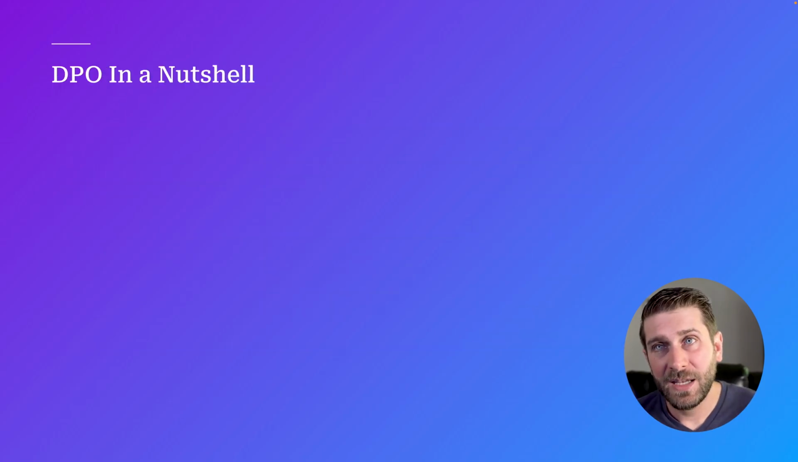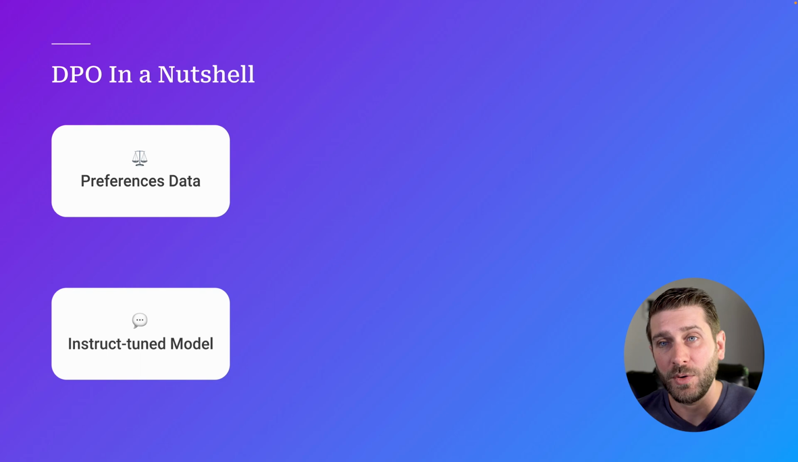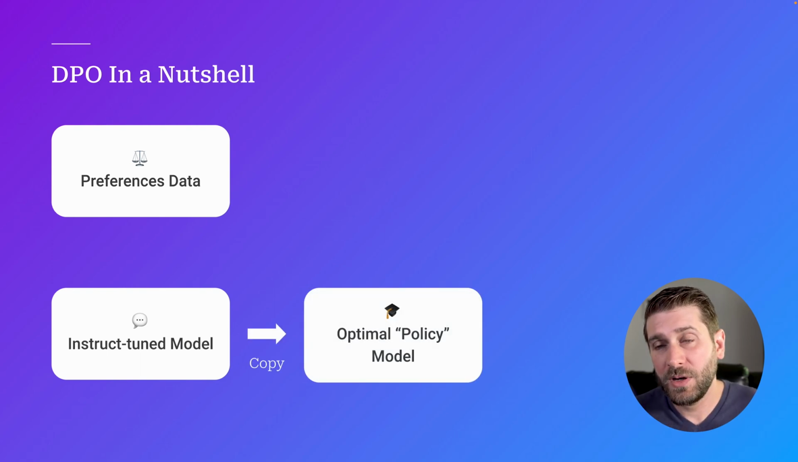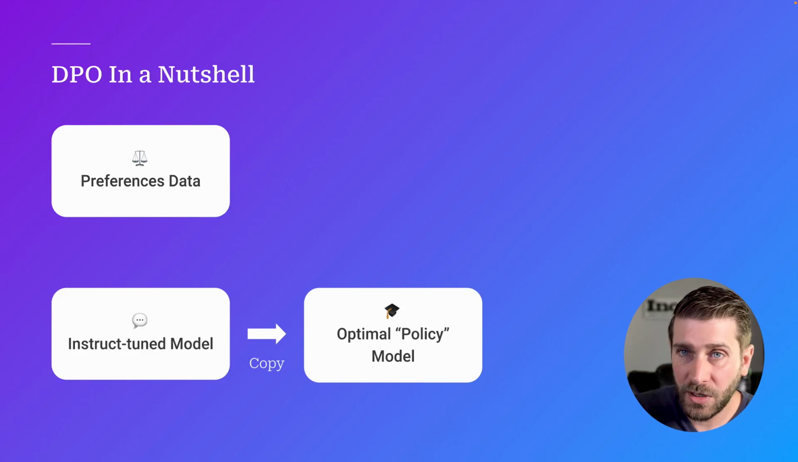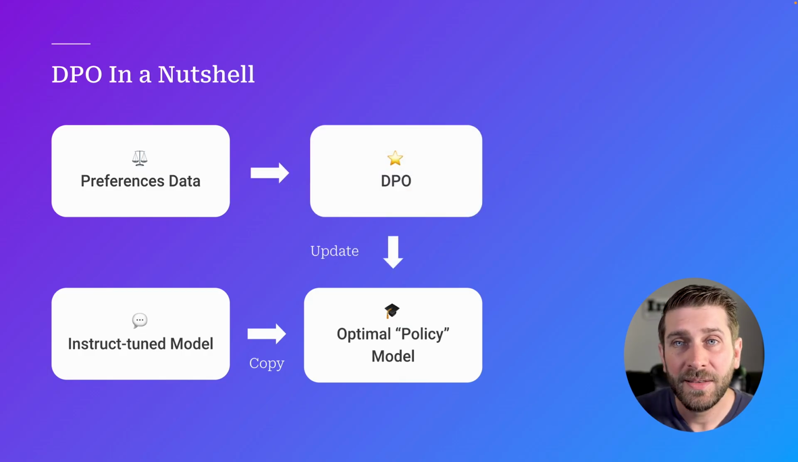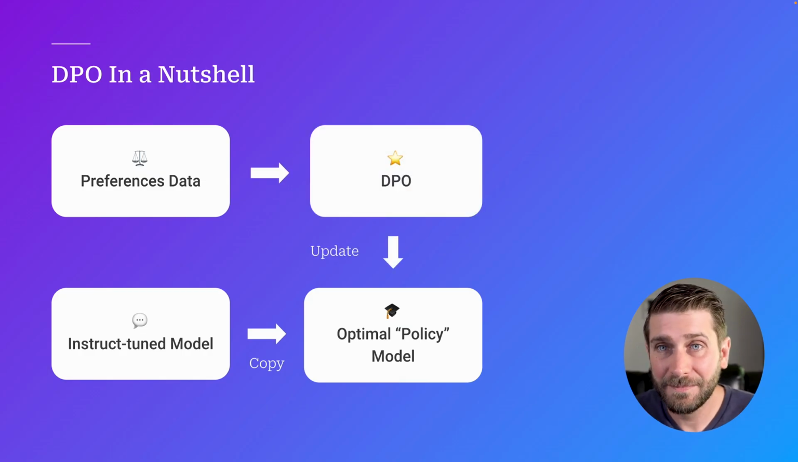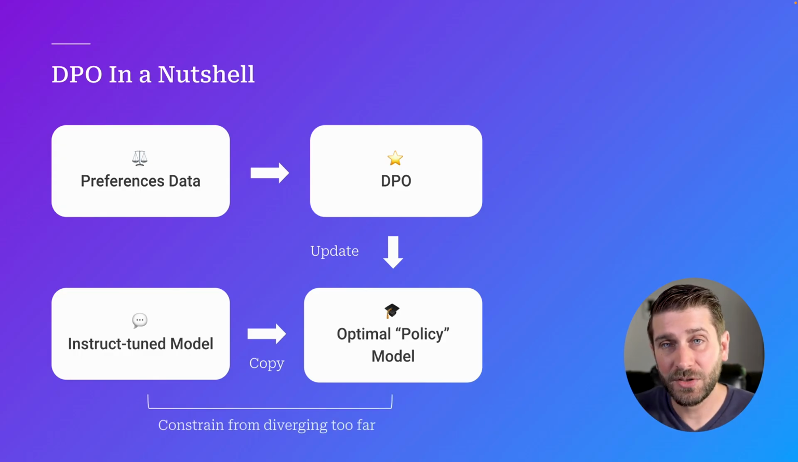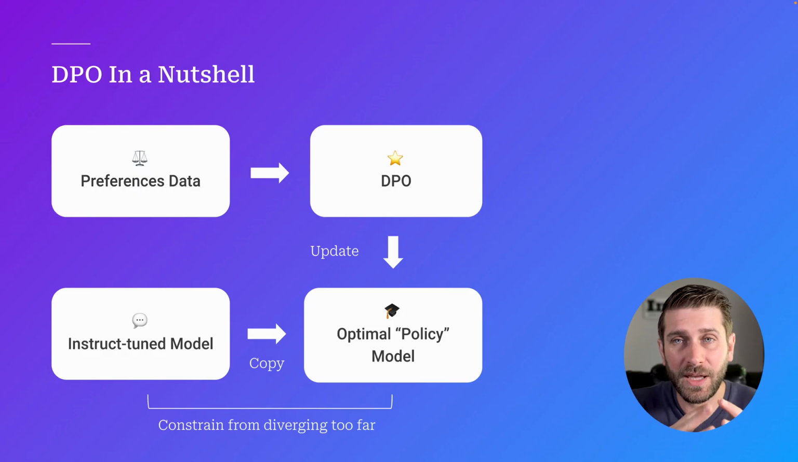So you take that data set in DPO, and then you have your instruct tuned model, just like we started with in RLHF. And you're going to copy that instruct tuned model to be the starting point for your optimal policy model. And then you're going to run the DPO algorithm with your data set and make updates for that data. And then there's also going to be that KL divergence term that constrains it from diverging too far, to prevent the model from gaming the preferences data. And that's really all there is to it.